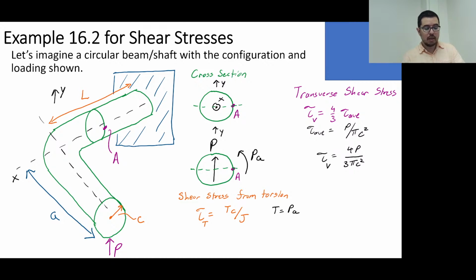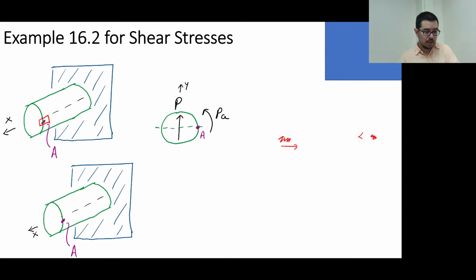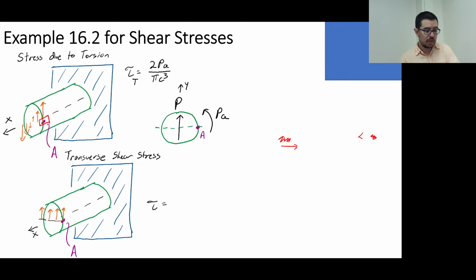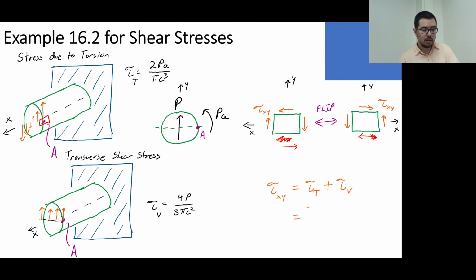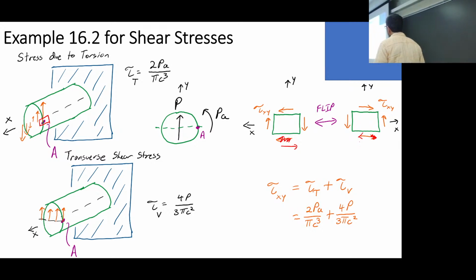Okay? And so in that case, I can write J is that, and the total tau is going to be adding these together. Like that. Okay? Questions?